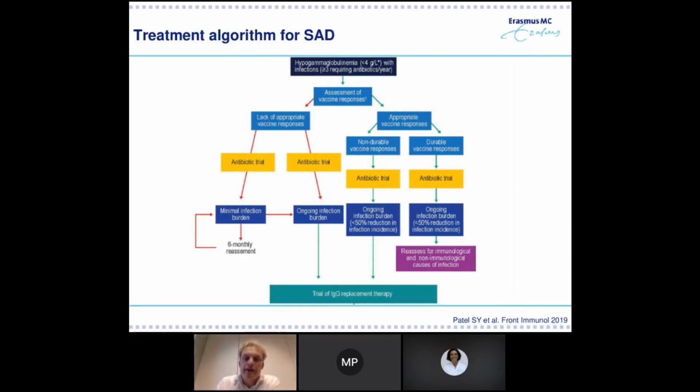And that was the picture published in the paper from Professor Jolles. Indeed, a diagram on how to differentiate between the start of antibiotics and/or the start of immunoglobulin replacement therapy, and it actually follows the guidelines that I just mentioned, developed by the EMA.